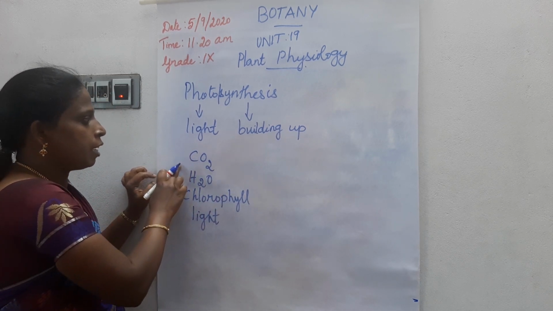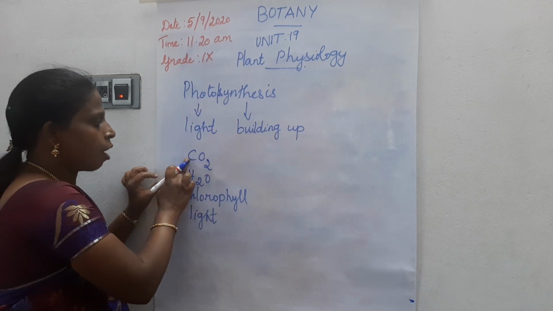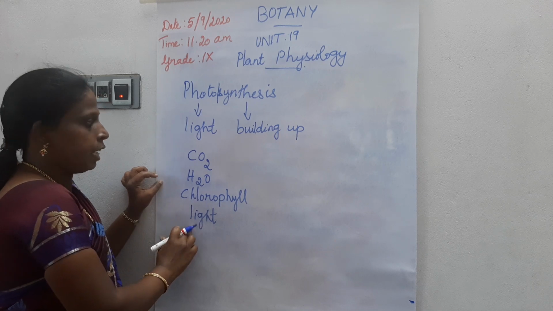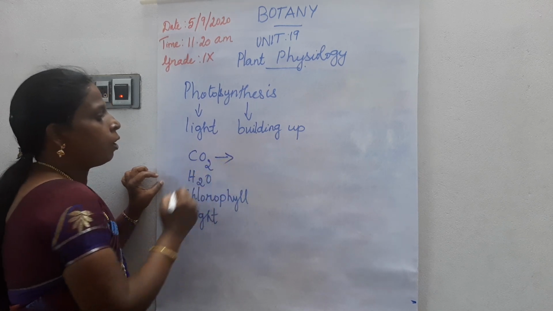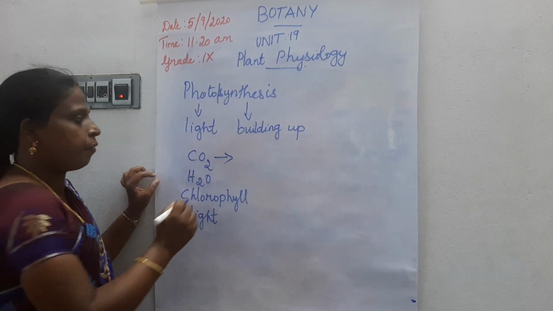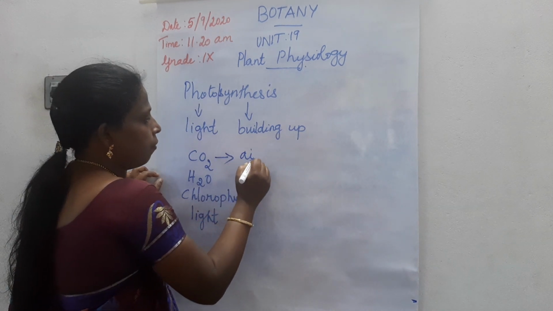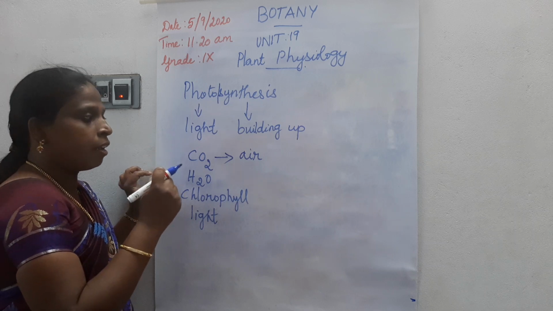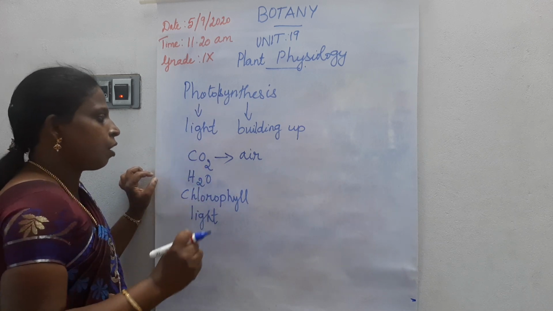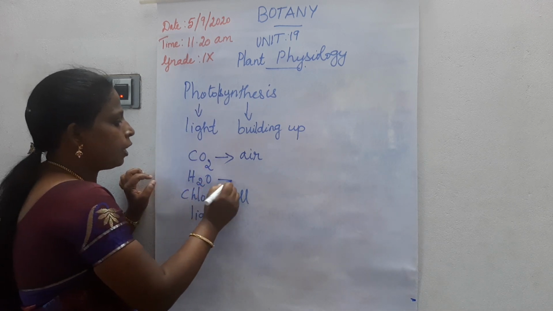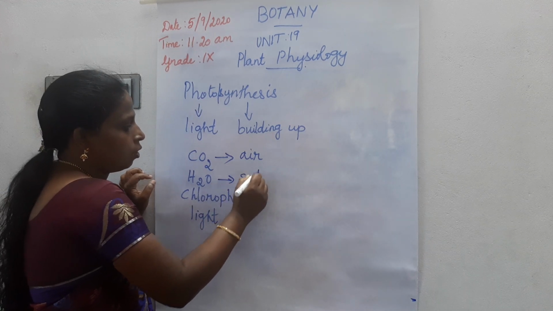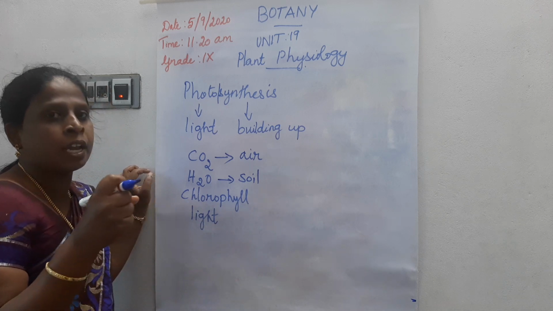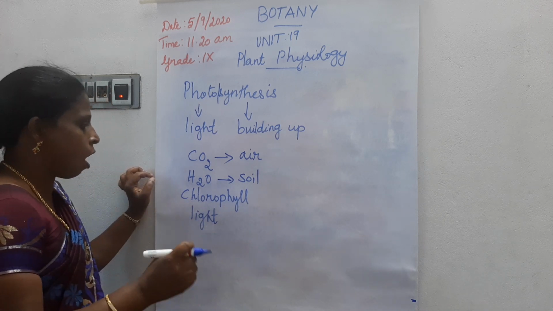So the materials required for photosynthesis are carbon dioxide, water, chlorophyll and light energy. We all know the carbon dioxide it can obtain from the air. So in the air carbon dioxide is present. From the air the plant can absorb the carbon dioxide, and water from the soil. The roots absorb the water and dissolved minerals from the soil.